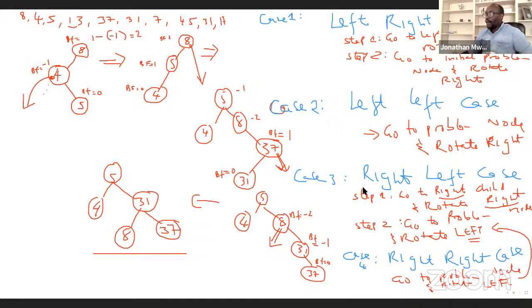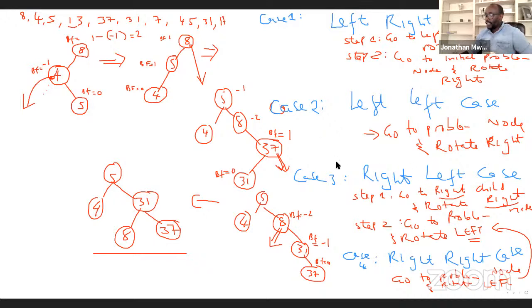So the idea with case 1 and case 3 here is basically we want to correct the problem. If it was a right-left case, we want to make it a right-right case, so that then we can just go to the problem node and rotate left. If it's a left-right case, we want to go to the left child, make the problem a left-left case, and then rotate the problem node towards the right to solve the problem. So far so good.